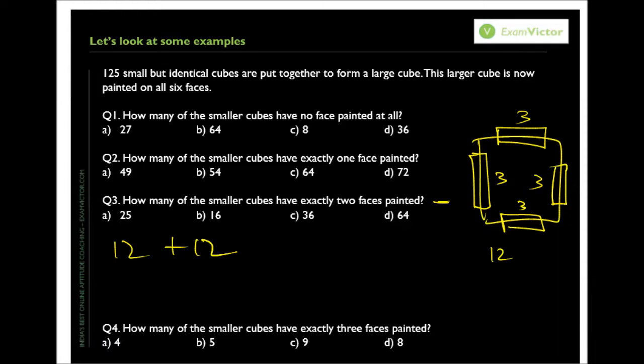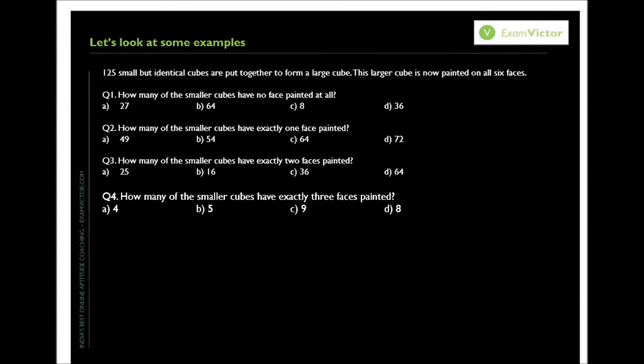So we have counted the face that is facing us, the face that is exactly opposite us. Now we need to count the edges that are joining the 2 faces. And that is going to give us another 12. So it's going to be 12 plus 12 plus 12, 36. And finally the last question. How many of the smaller cubes have exactly 3 faces painted? So now we are just being asked for the number of corners. And a cube has 8 corners. So the answer is D, 8.